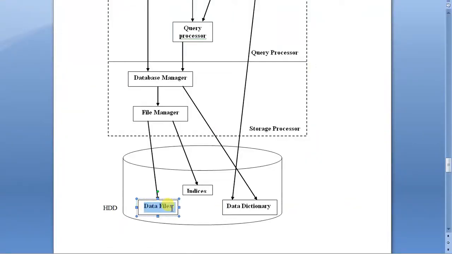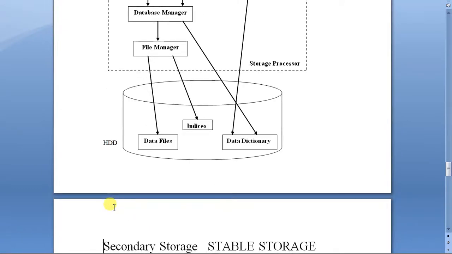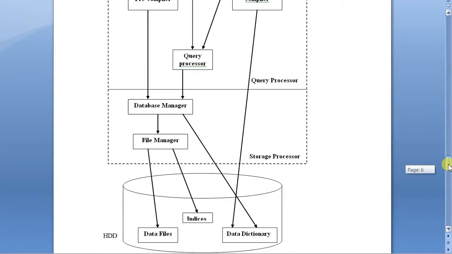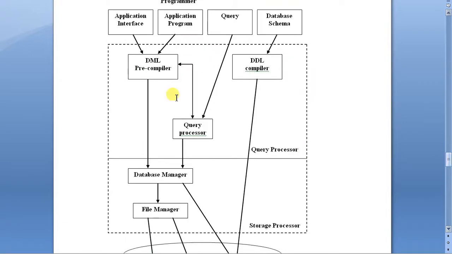So what are your data files? Data files are the actual physical storage of your tables, which are stored in your hard disk, or you can call it secondary storage or stable storage. So that is why this arrow is coming. The file manager is that component of your DBMS that talks to the operating system and brings your data from and to the data files. So whatever query you fire, it goes through these stages.